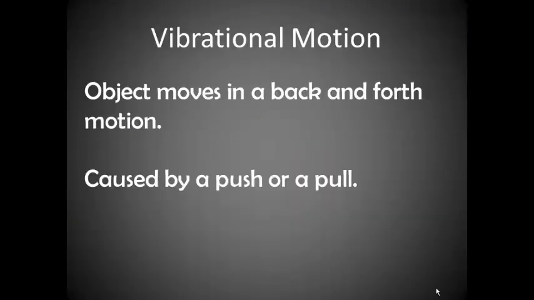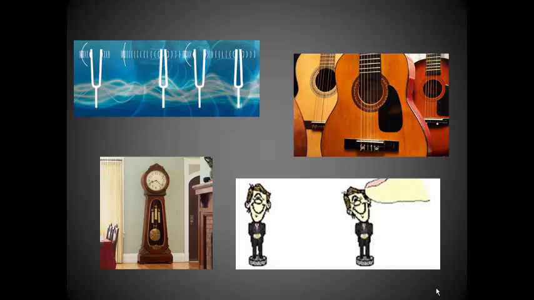The last type of motion is vibrational motion, and it's when objects move in a back and forth motion, and it is caused by a push or a pull. Some examples of vibrational motion would be striking a tuning fork, like the top left picture shows. And on the right hand side, we have plucking a guitar string. That would be vibrational motion because the string moves back and forth.